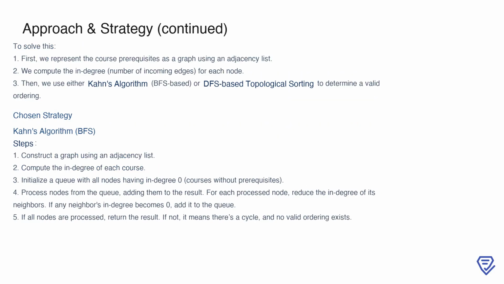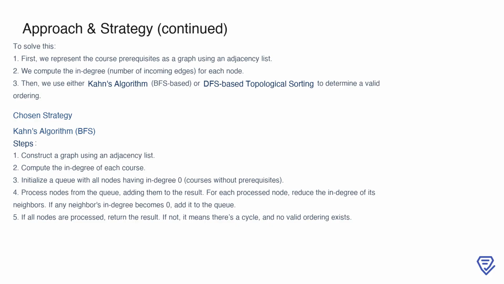To solve the problem using topological sorting, the first step is to represent the course prerequisites as a graph, typically using an adjacency list. Next, we compute the in-degree of each node, which represents the number of incoming edges, or in this case, the number of prerequisites for each course. Once we have this information, we can then apply one of two algorithms, Kahn's algorithm, which is a BFS-based approach, or a DFS-based topological sorting method. For this problem, we focus on Kahn's algorithm due to its simplicity and efficiency.